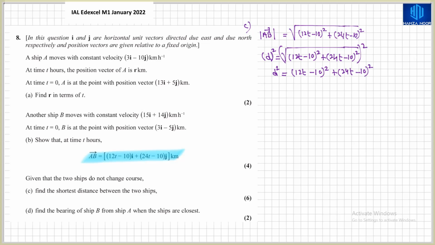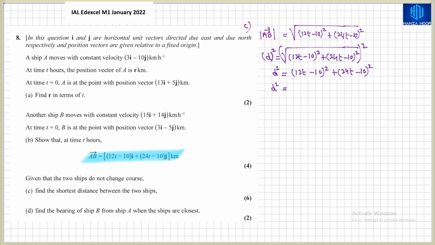So here the concept is that basically, since we want to find the shortest distance, we need to find the least value of the distance, and we can do it in multiple ways. Either we can do it by completing the square form. First of all, we will expand this equation, and then we will convert it into a completing square form so that we can identify the turning point of the quadratic graph. All right, so the graph of d square against t. And the alternative way is to apply the concept of differentiation.